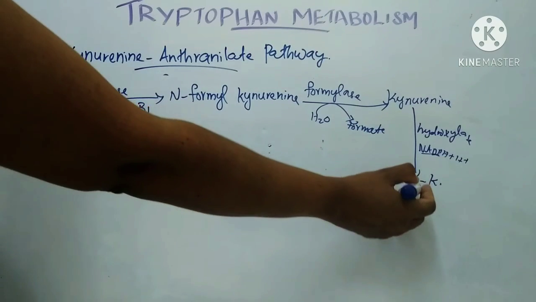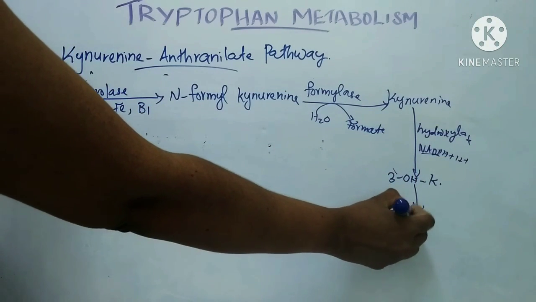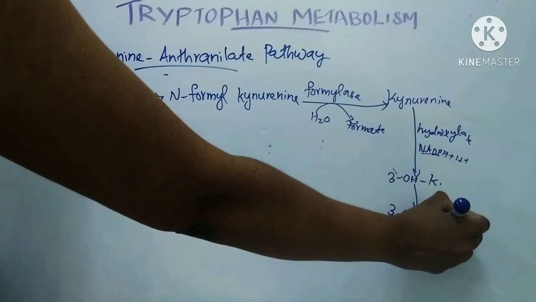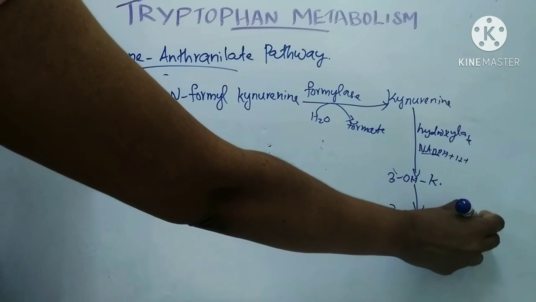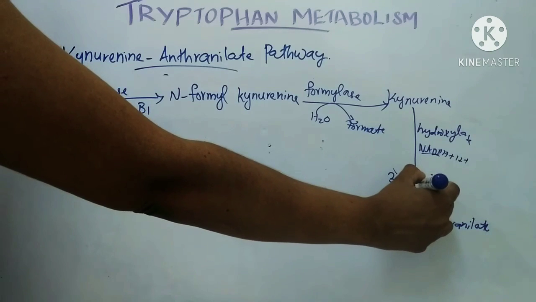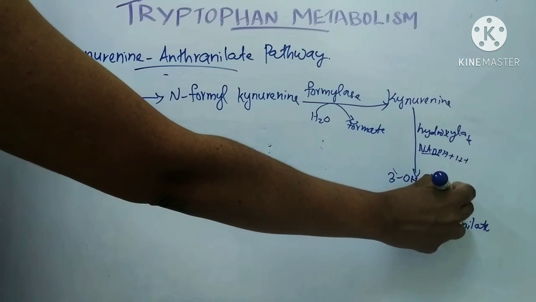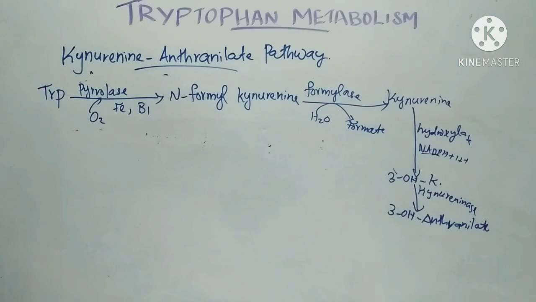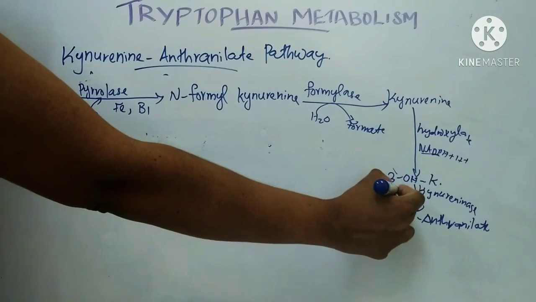Then the next step is the conversion of 3-hydroxykynurenine to 3-hydroxyanthranilate. Here the enzyme is kynureninase. This is the fourth step. This enzyme requires pyridoxal phosphate.